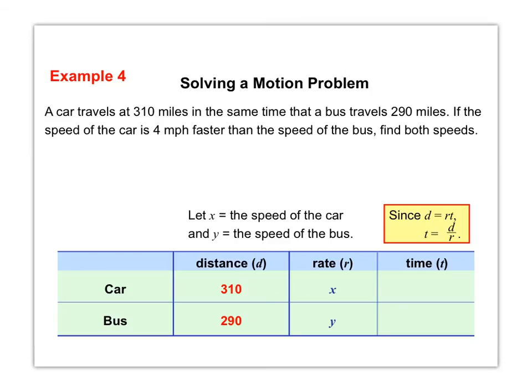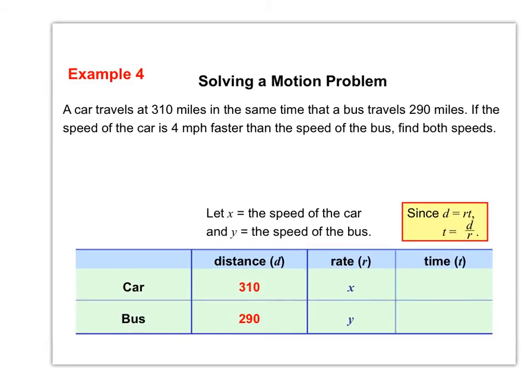All right, example number 4, we're solving a motion problem. A car travels 310 miles in the same time that a bus travels 290 miles. If the speed of the car is 4 miles per hour faster than the speed of the bus, find both speeds. Now we're going to assign variables to the unknown quantity. We don't know how fast the car is traveling, and we don't know how fast the bus is traveling. So we're going to use variables. We're going to let x represent the speed of the car and y represent the speed of the bus.